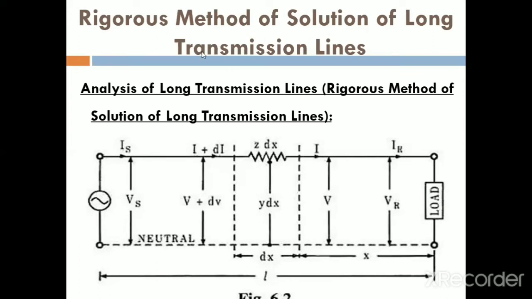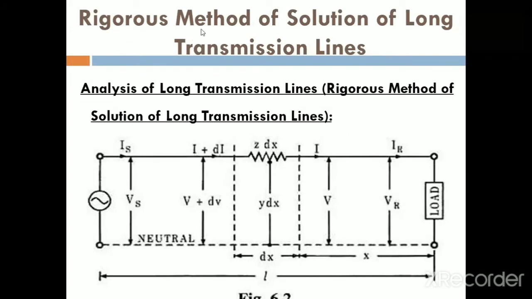transmission lines. In the case of a short and medium transmission line, we are taking lumped parameters, that's why we calculated directly. But in this case we are using uniformly distributed parameters. By using these uniformly distributed parameters we are not able to calculate by the regular process, and for that reason we are using the rigorous method of solution.